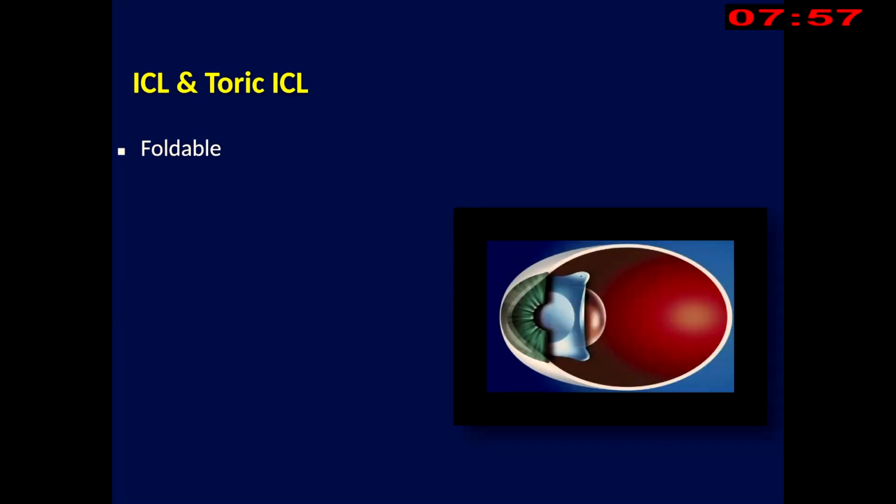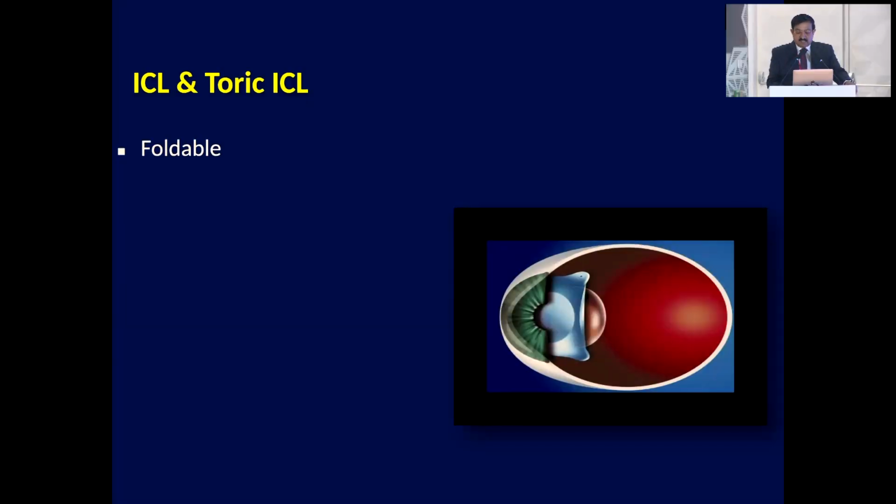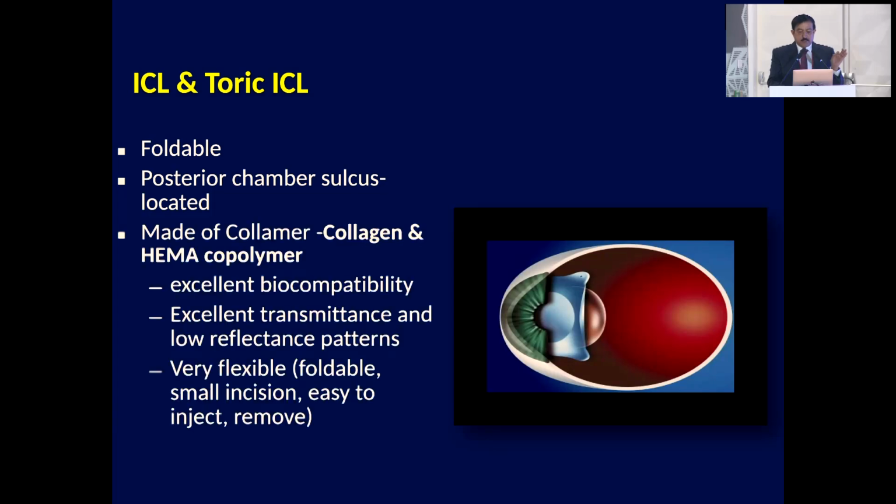So the right way to do the ICL, and we all have a track record of quite a long years of doing ICL and toric ICL. So let's go to the basics. These are foldable phakic lenses, which are very, very thin, which means that you have to be very particular when you are loading the lens. And I'm going to show you videos of the loading of the lens.